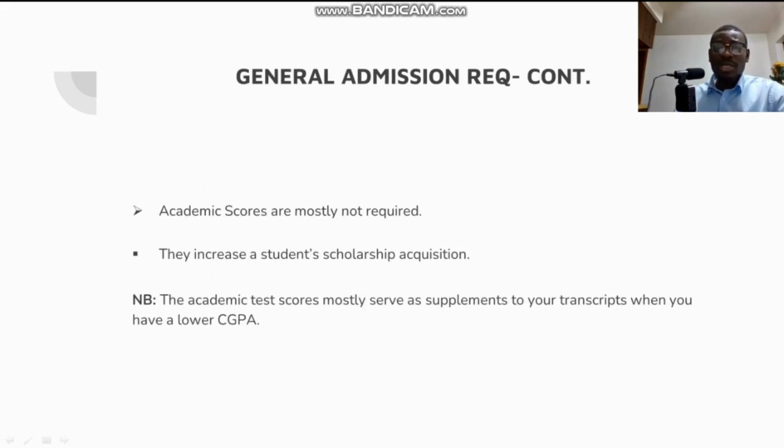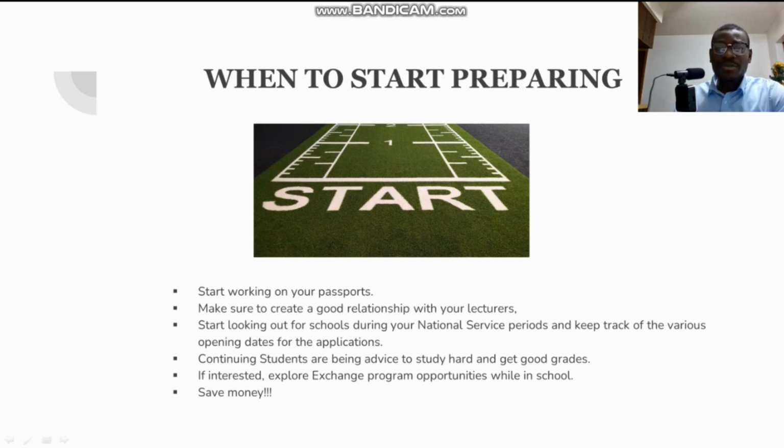Now, like I stated here, academic scores are mostly not required, right? It's just that they increase your chances of being given a full scholarship. And also, let's say you completed and your grades are not really good, you can write those tests as a way to supplement your transcript, your results, especially when you don't really get a good grade. So people have in mind that, oh, for example, I had a third class, I had a lower class, so there's no chance for me. No, write GRE or write IELTS. Some schools consider that, right? With a low GPA, write that, and it can supplement it, and you can get the chance, right?